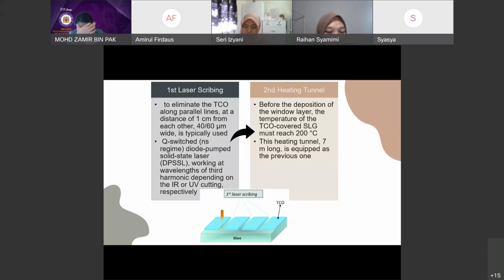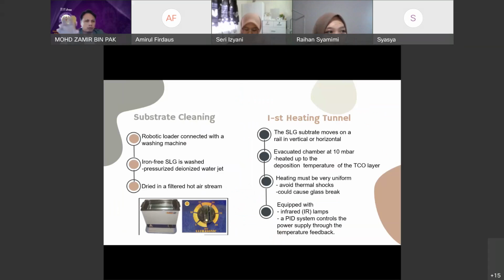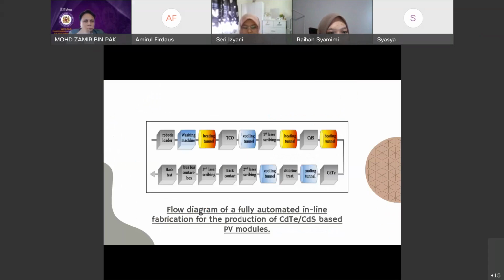My last one, bear with me. Heating tunnels. What is that? What do you actually do? Can you go to the summary of the flow? I summarize the whole process in this one. So I can see 3 heating tunnel steps. Can you elaborate a little bit on these heating tunnels?